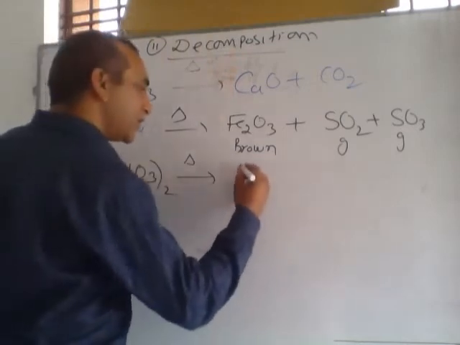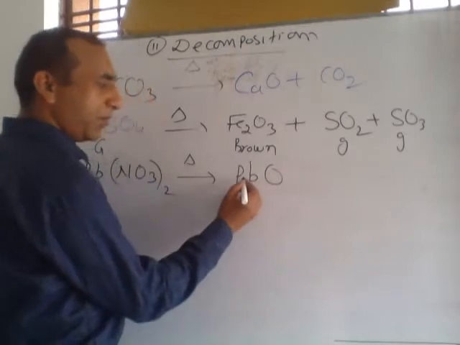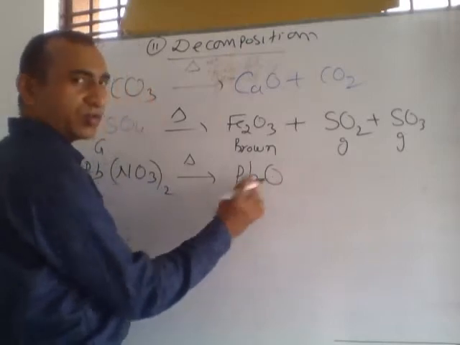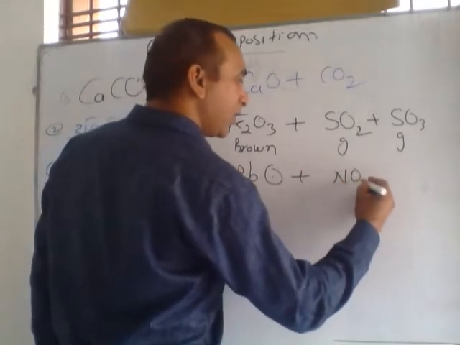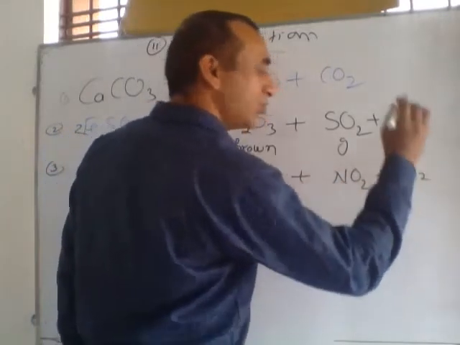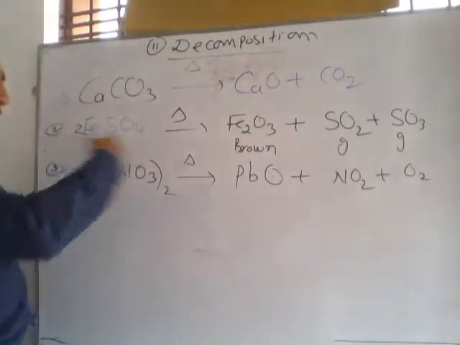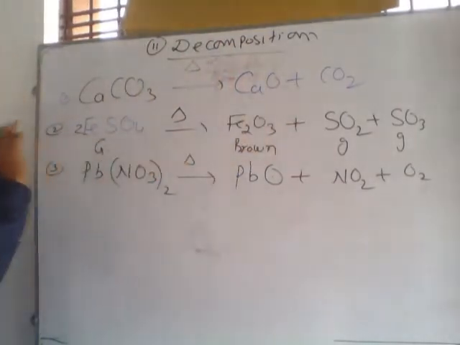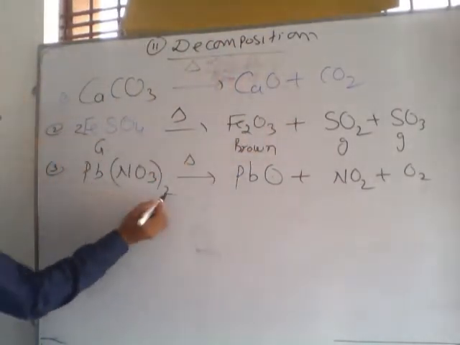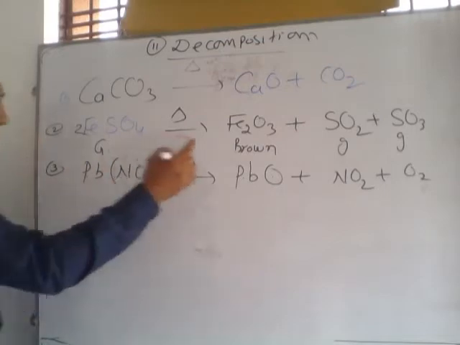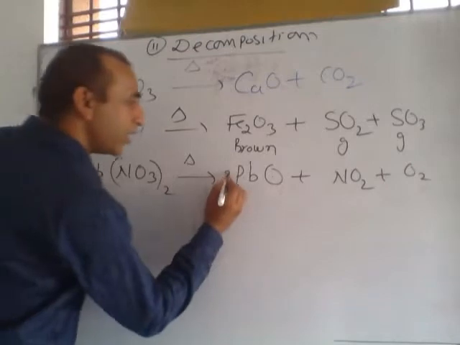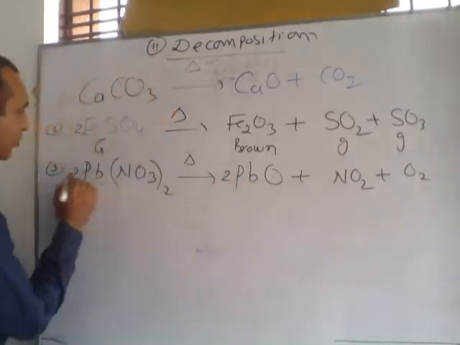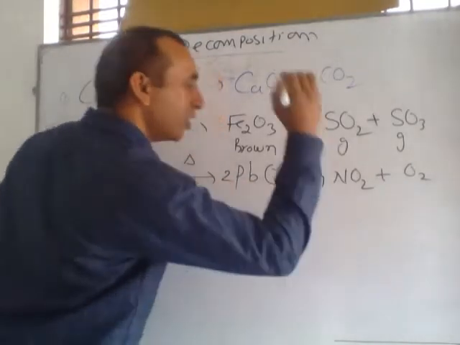Oxide of lead, this is PbO. Valency of Pb is 2, valency of oxygen is 2, crisscross gives PbO. And one important gas, NO2, along with O2. For balancing the reaction, here you observe Pb is single, this is 2, but for balancing oxygen, I am writing here 2, here 2, here total nitrogen becomes 2 to 4, so I am writing here 4.